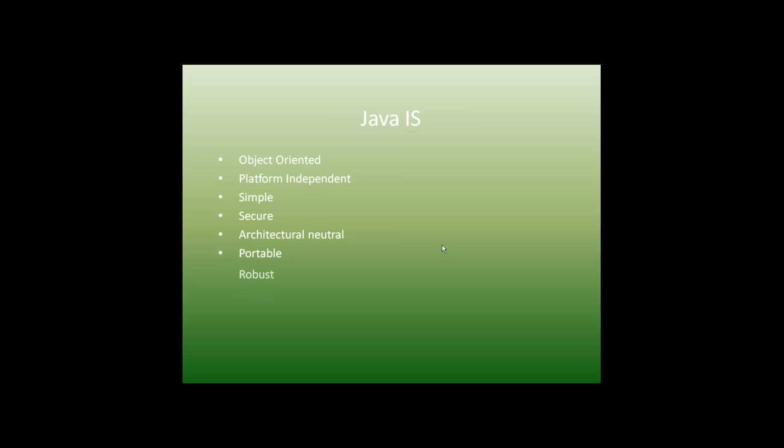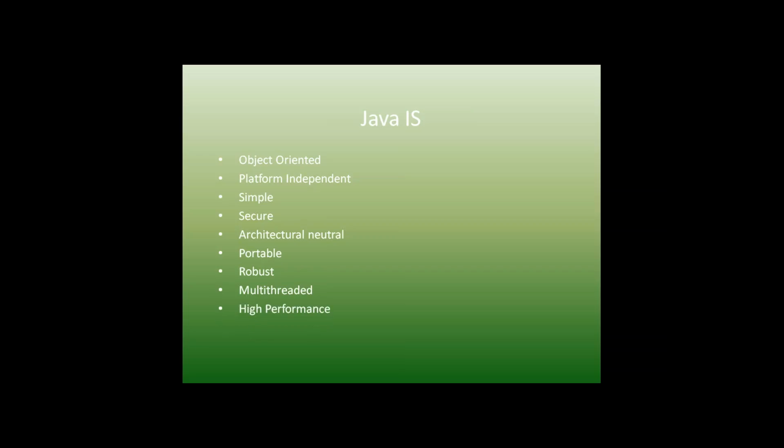Next one is robust. When we compile the program, we do the check at that time itself, so that when we are actually running the program, there won't be any issues. That's why it's called robust. It's less error prone. So next one is multi-threaded. You can have tasks running simultaneously in one program. That's why it's multi-threaded. You will understand what exactly it means and how we can run multiple tasks altogether.